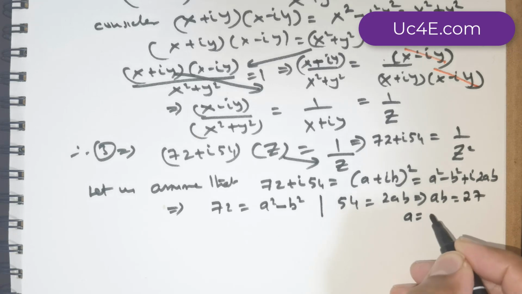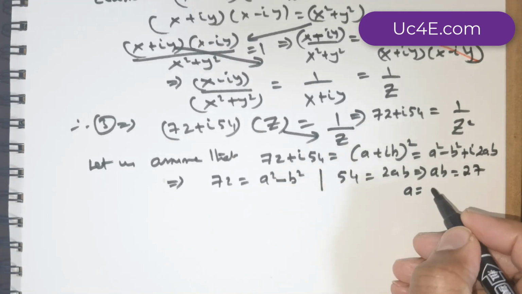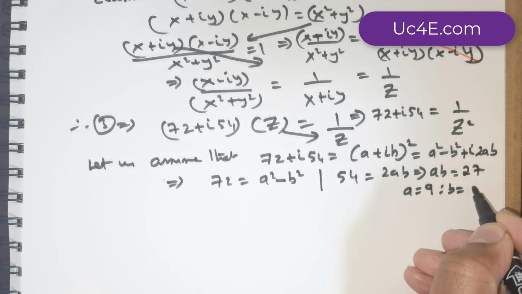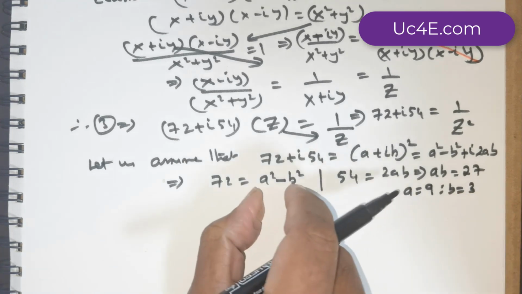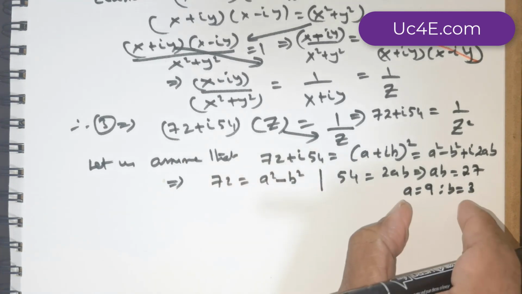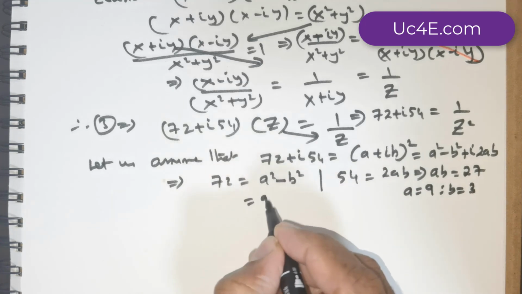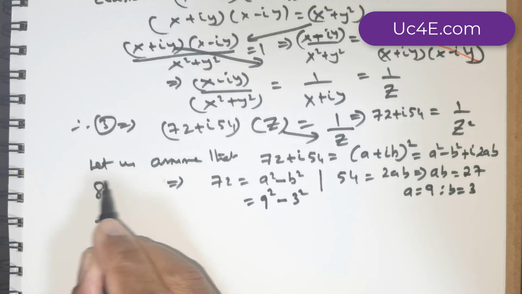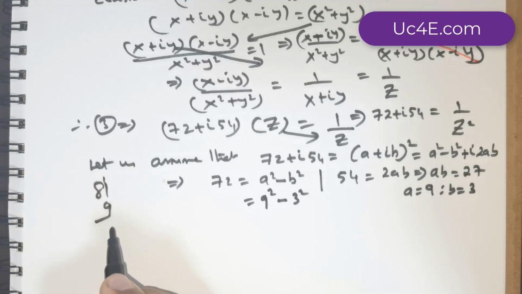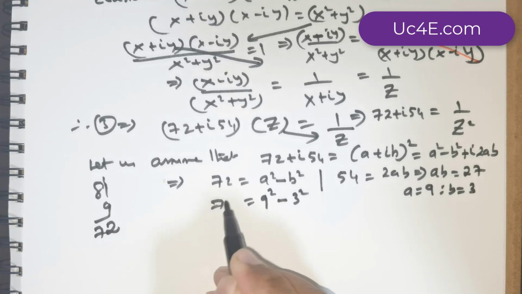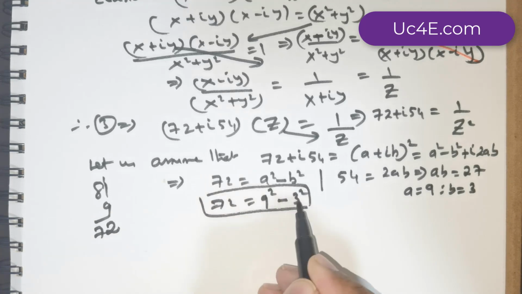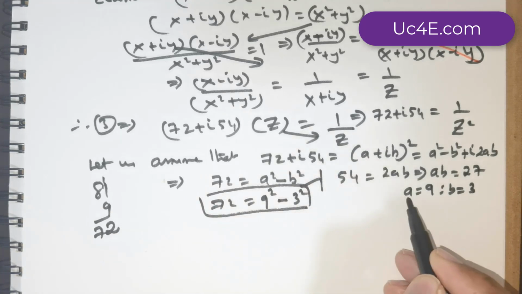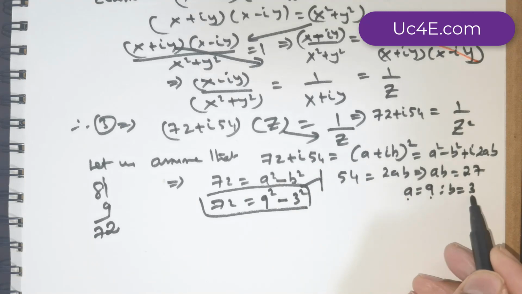That's only possible if a is equal to 9 and b is equal to 3, provided of course this is satisfied. So you take this value and substitute it here. This is equal to 9 squared minus 3 squared. 9 squared is 81, 3 squared is 9, and 81 minus 9 is 72. So 72 is equal to 9 squared minus 3 squared. That's perfectly correct. So a is equal to 9 and b is equal to 3.